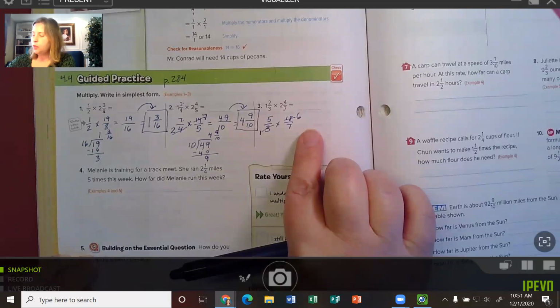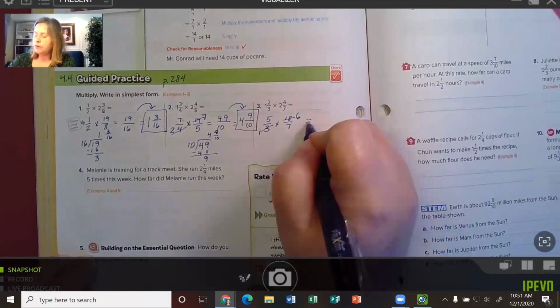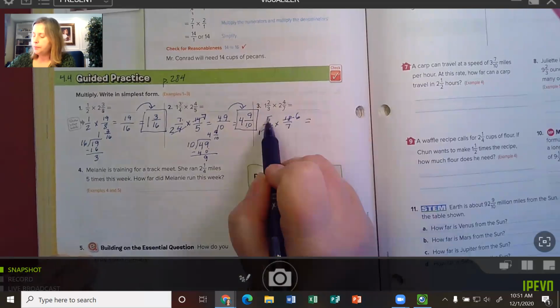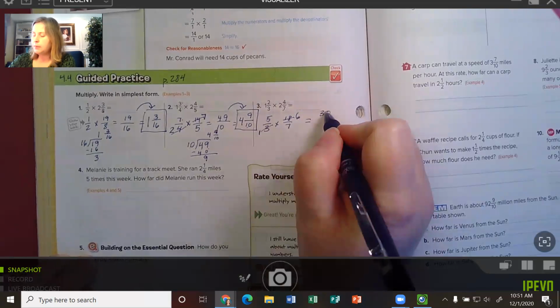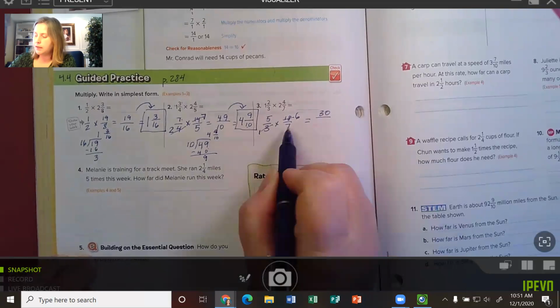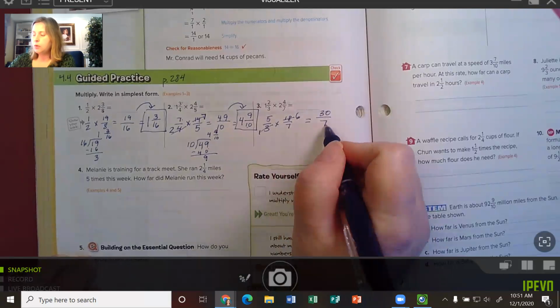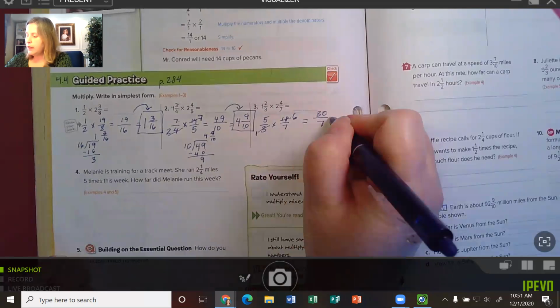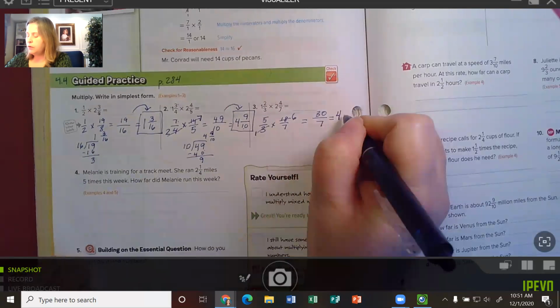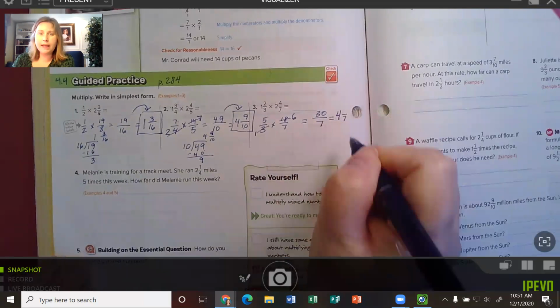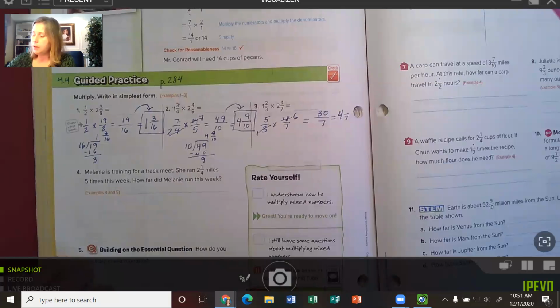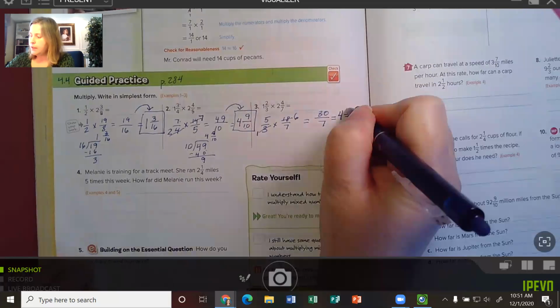So then we multiply like normal. Numerator times numerator. 5 times 6 is 30. Denominator times denominator. 1 times 7 is 7. Okay, so 30/7. 7 goes into 30 4 times. 4 times 7 is 28, and then I count up to 30.